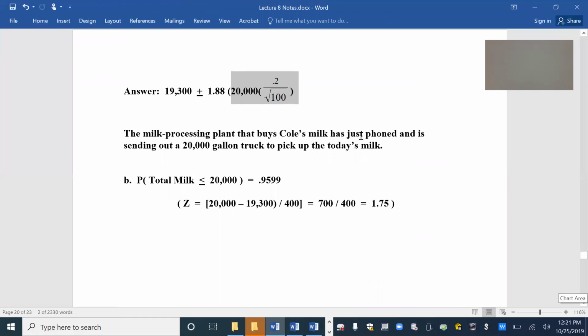The milk processing plant just called and said, we're sending out a 20,000 gallon truck today. What's the probability that today's milk production will fit in the truck? What's the probability that today's milk production is less than or equal to 20,000? Otherwise, I'll have to give the rest to the cats. So, regular old normal distribution problem. I want to go to 20,000. I start at 19,300. So I'm going to walk 700 to the right. My step size is 400. I walked 1.75 steps. Look up 1.75 steps, and you get 0.9599.